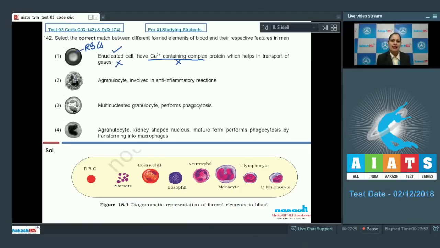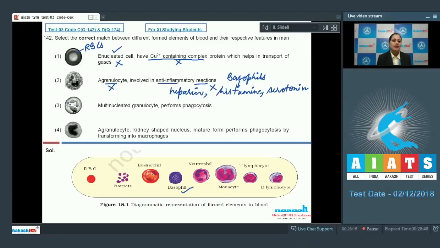The second option is these cells which are represented, as you can see here, these cells are basophils as these are granulated cells. Let's read its description first. Agranulocyte involved in anti-inflammatory reactions, and this is an incorrect match because as you can see these are granulated cells rather than agranulated cells, and these are involved in inflammatory reactions because these basophils release heparin, histamine and serotonin.